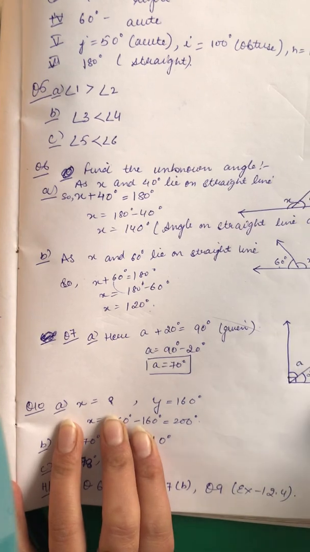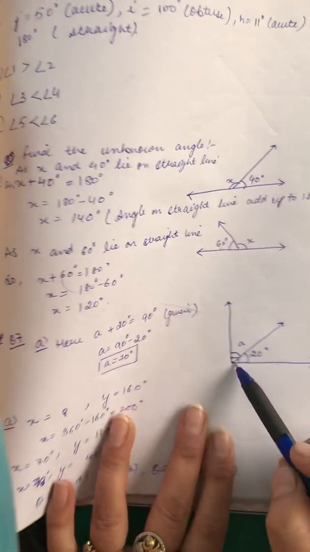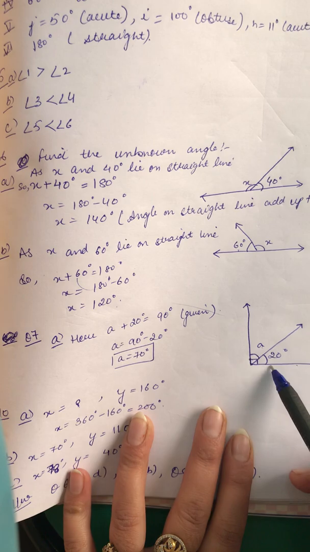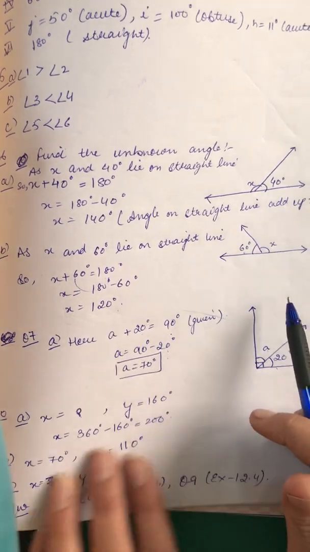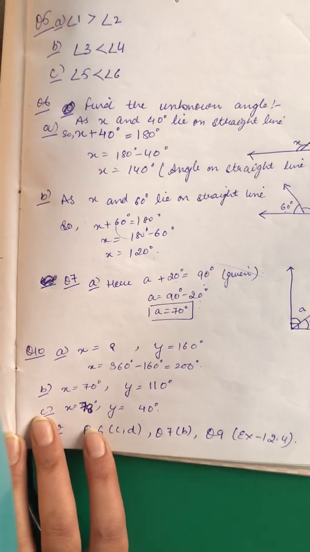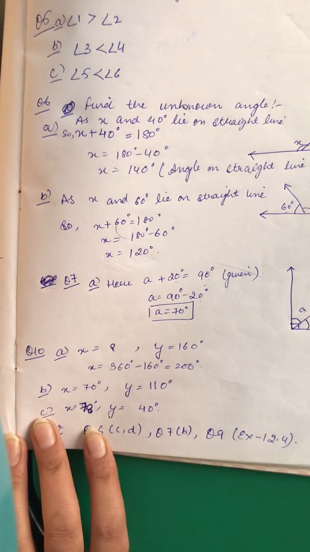Question number 7. Now this is a right angle, as you can see. So the sum of a plus 20 is 90 degrees. So a will be 90 minus 20, which is 70 degrees. Question number 10, you have to find x and y in this case.